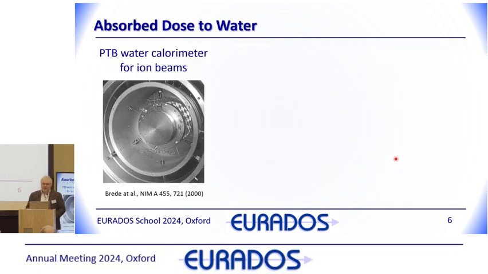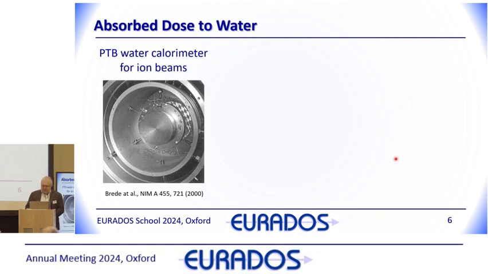So I have to go back to the realization of absorbed dose. Absorbed dose to water is usually realized with so-called water calorimeters. This picture shows a water calorimeter that was in operation at PTB about 25 years ago.